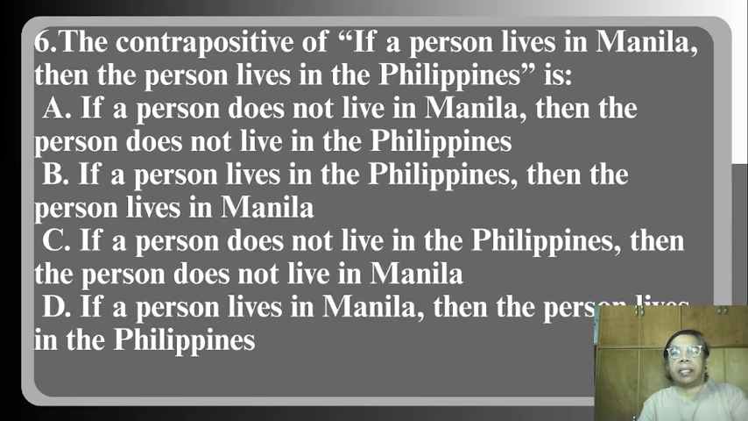Number 6. The contrapositive of "If a person lives in Manila, then the person lives in the Philippines" is letter A. If a person does not live in Manila, then the person does not live in the Philippines. Letter B. If a person lives in the Philippines, then the person lives in Manila.